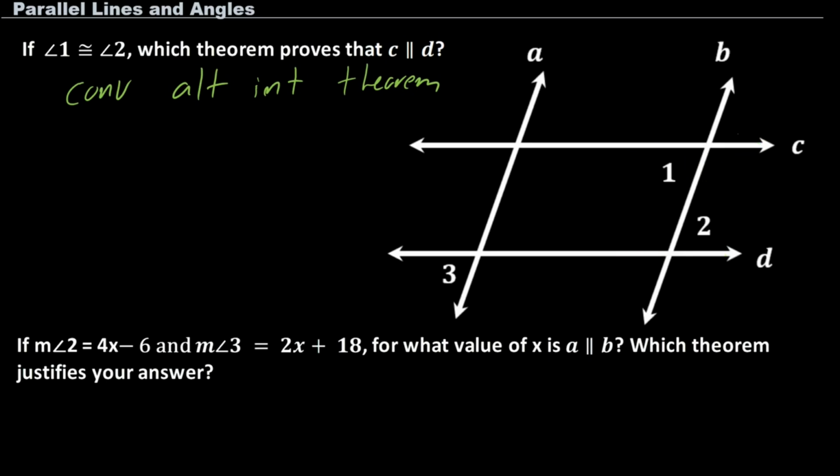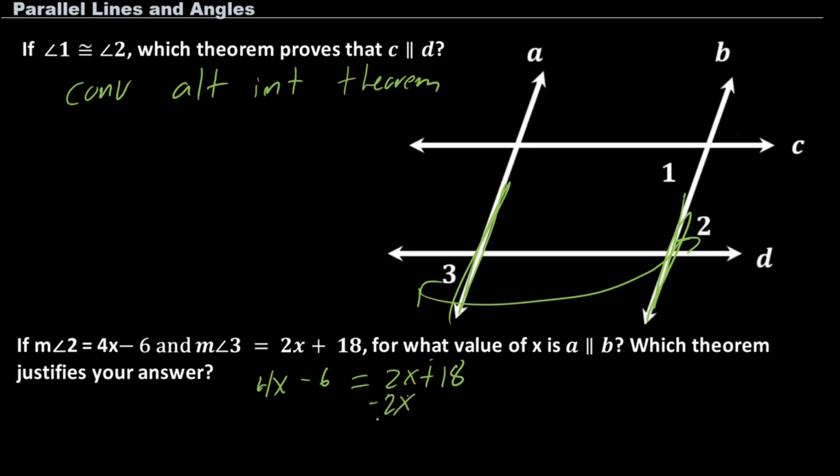So if we're trying to prove that A and B are parallel, then angle 3 and angle 2, alternate exterior angles, must be equal to each other. So 4x minus 6 is equal to 2x plus 18. And so we would subtract the 2x, giving us 2x minus 6 is equal to 18. Add the 6. 2x is equal to 24. Divide by 2. x is 12.